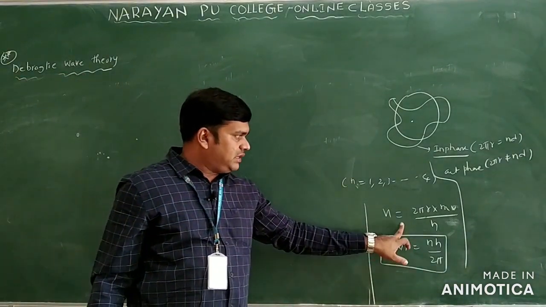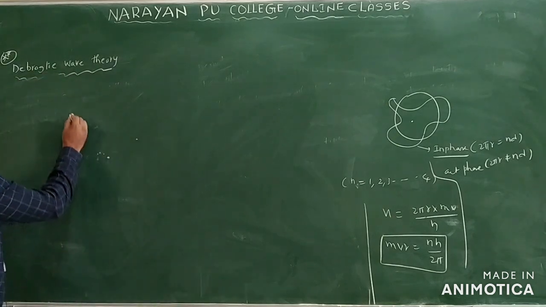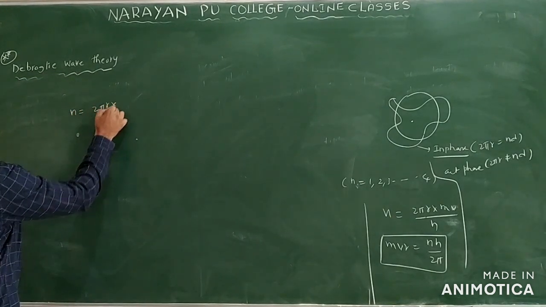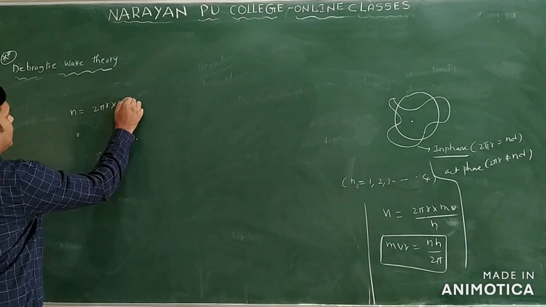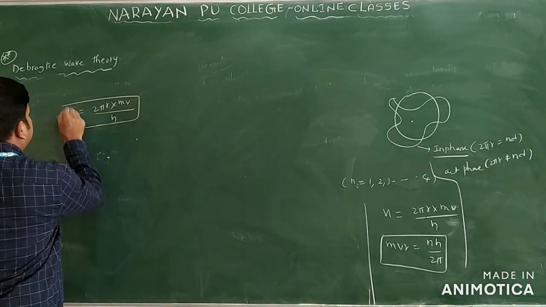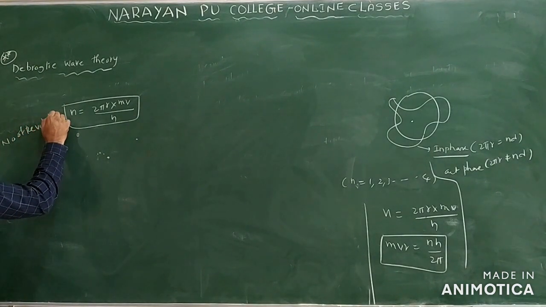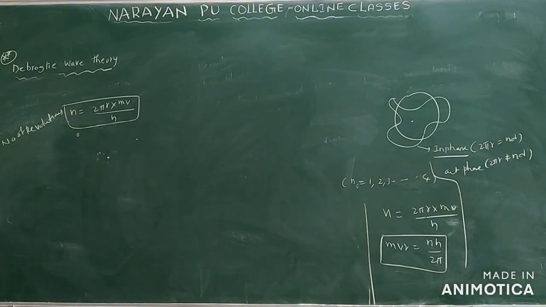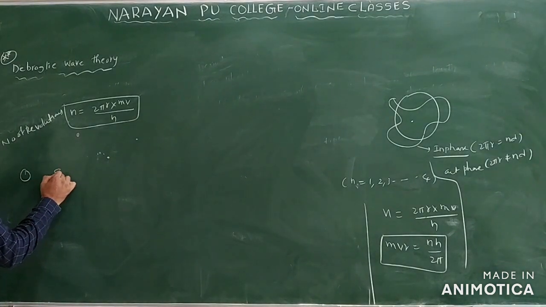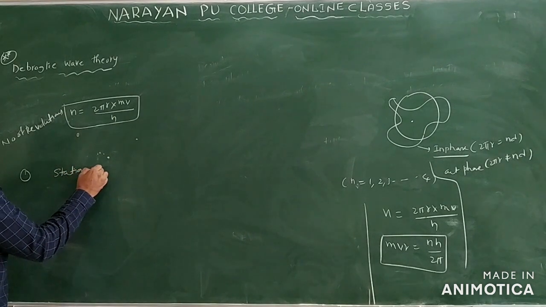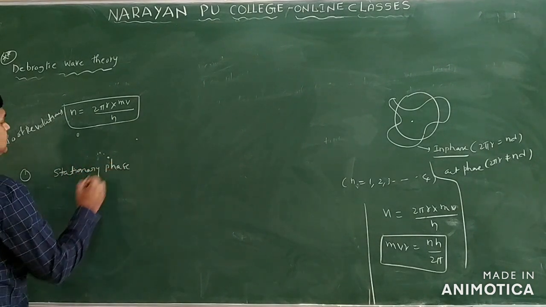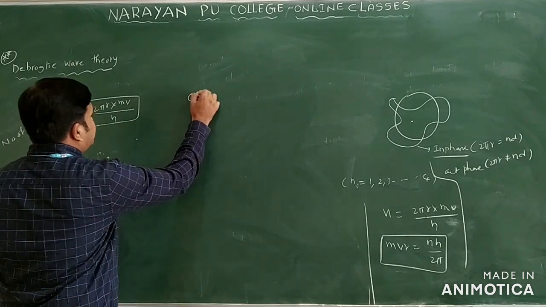By taking this formula, I want to write the number of revolutions. The formula we have is n is equal to 2 pi r into mv by h. This is the number of revolutions, and finally we got mvr is equal to nh by 2 pi. As already told, one is the in-phase, or I am telling stationary phase, and one more we have is the non-stationary phase.